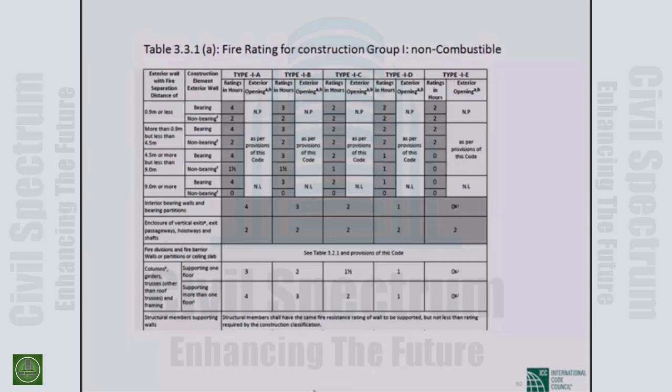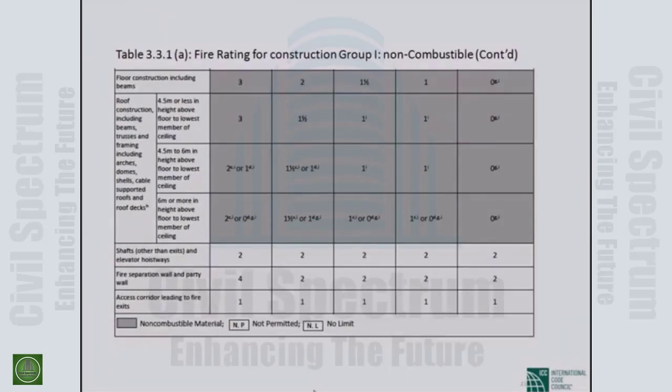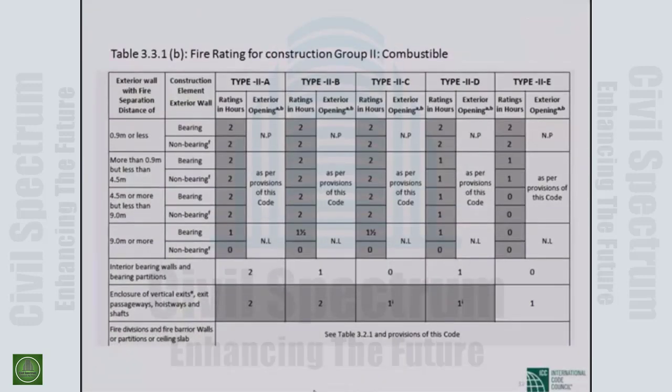On the basis of the key component, buildings are classified depending on the fire rating of the construction. Everything up to here is non-combustible, and these here are all combustible. Though wood is combustible, if wood is more than 1 inch thick, it will give a 1 hour rating. If it is more than 2 inches thick, it will give a 2 hour fire rating.